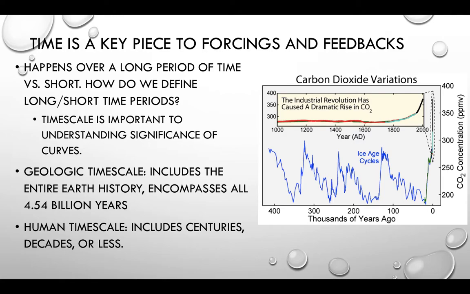Geologic time scales are over a long period of time, so we're talking hundreds, thousands of years, and it encompasses all of the 4.54 billion years of Earth's history. Human time scale, on the other hand, is centuries, decades, or less, so something relatively recent.